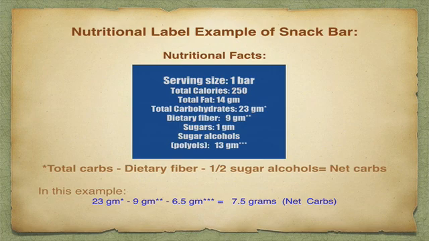Now, that is a whole lot less than 23 grams, but there's a problem with this label in this particular snack bar, which we'll focus on in the next section. So remember, this example has 23 total carbohydrate grams, even though the net carbs is 7.5 grams. This is a problem, and we're going to go over why.